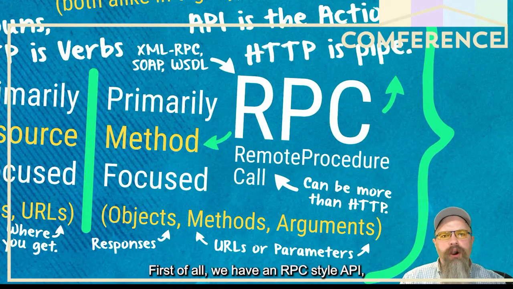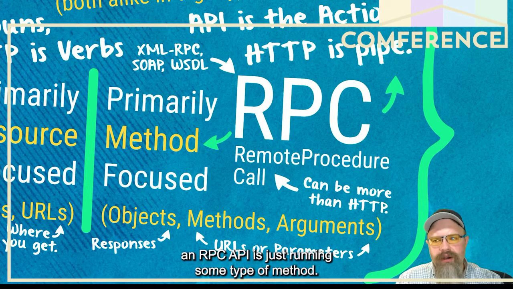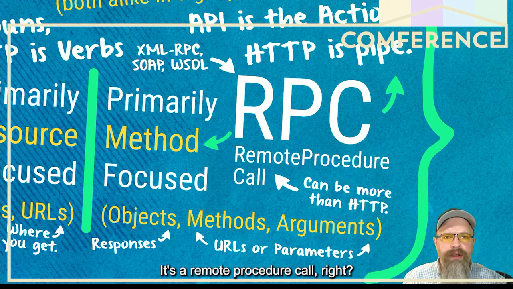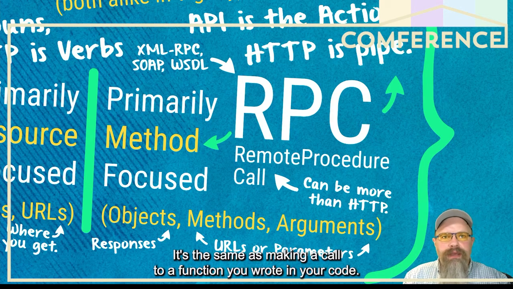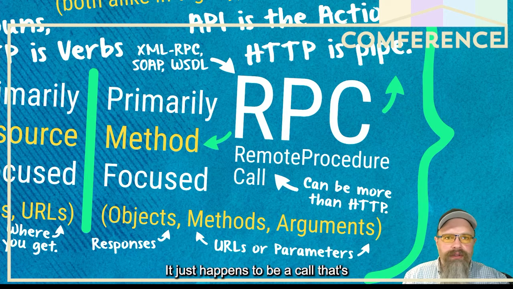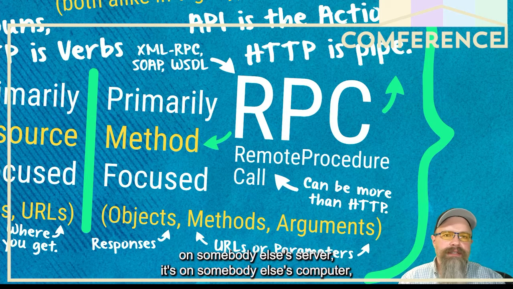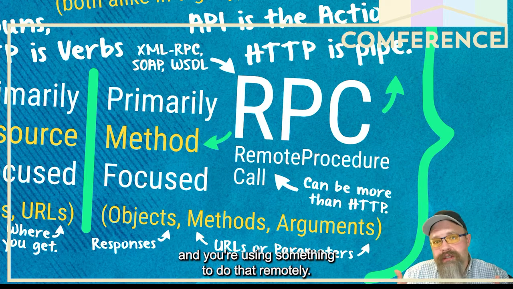First of all, we have an RPC style API. An RPC API is just running some type of method. It's a remote procedure call, right? It's running a function or a method just remotely. It's the same as making a call to a function you wrote in your code. It just happens to be a call that's on somebody else's server. It's on somebody else's computer, and you're using something to do that remotely.